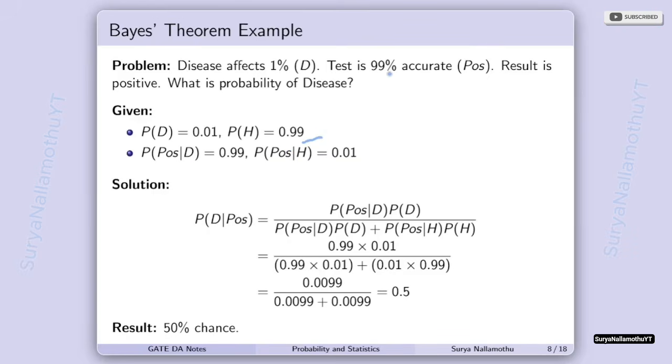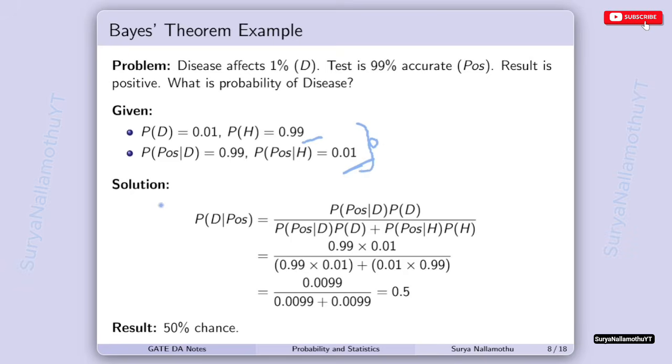And the next one is the test is 99% accurate. It is a positive result. So the positive test given disease, that result is positive. It means the positive result is nothing but the disease has happened. So probability of positive given disease is equal to 0.99. Probability of positive given healthy is nothing but 0.01. So that we have written in this line. So this is our given data.